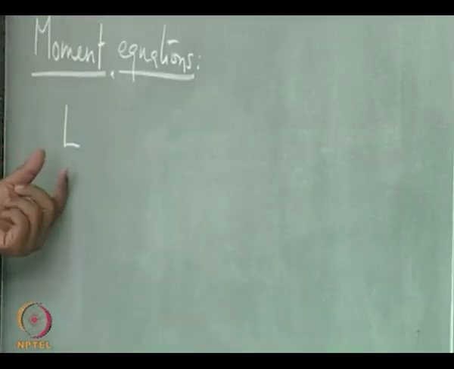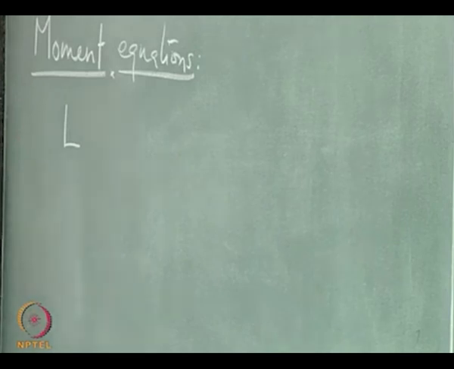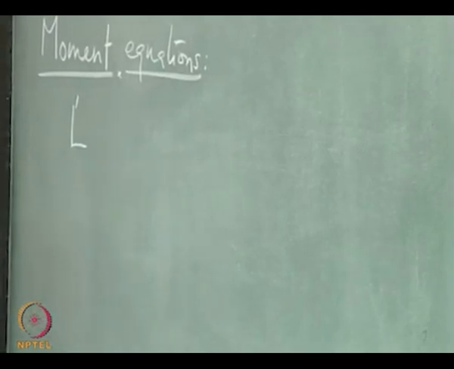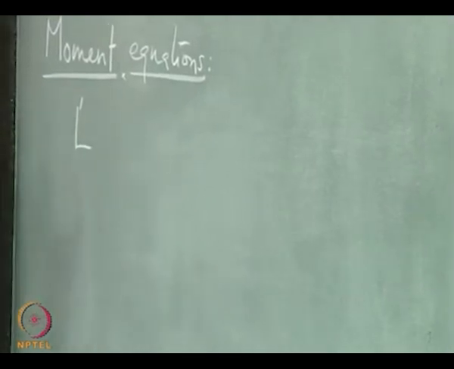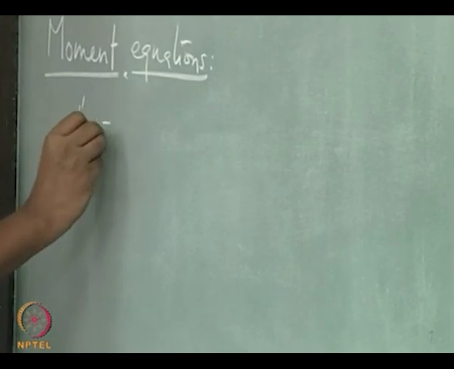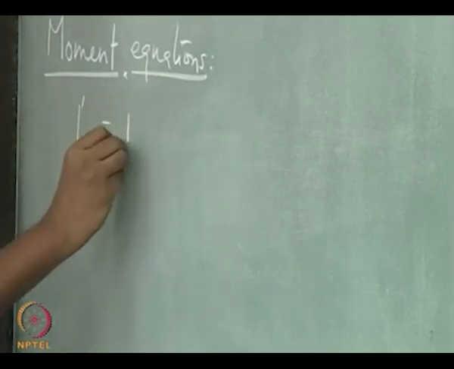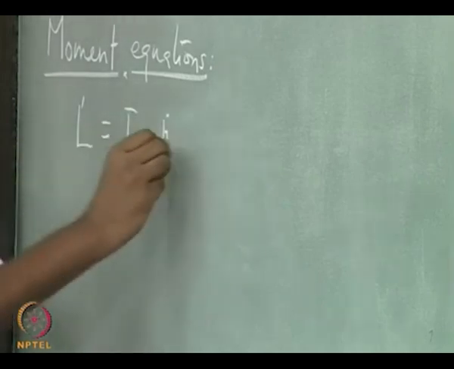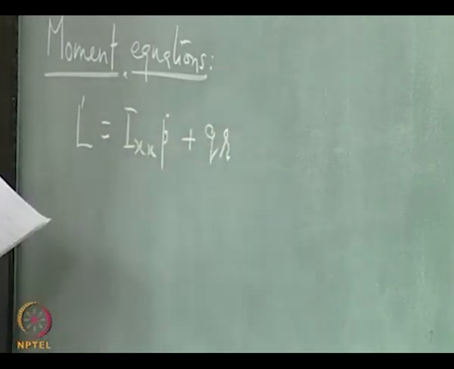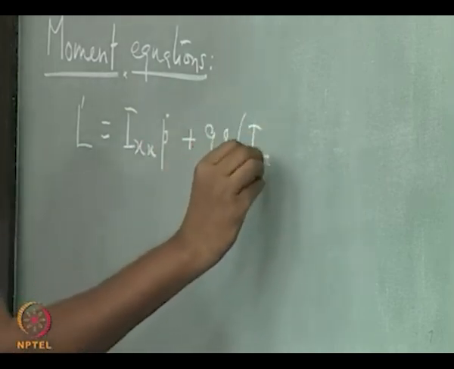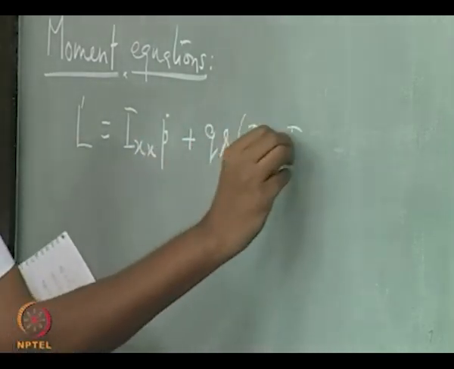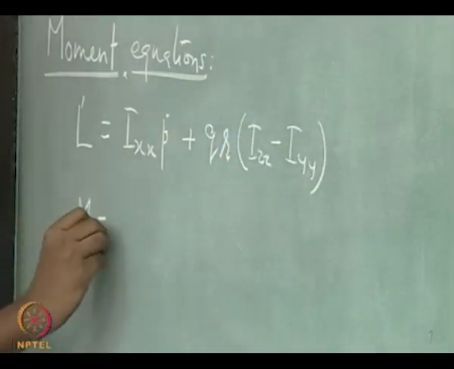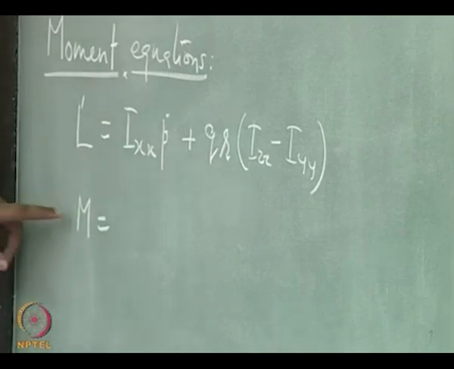So this L is for rolling moment, right, and I thought I will just put a prime here for differentiating it with the lift. This m is for pitching moment.